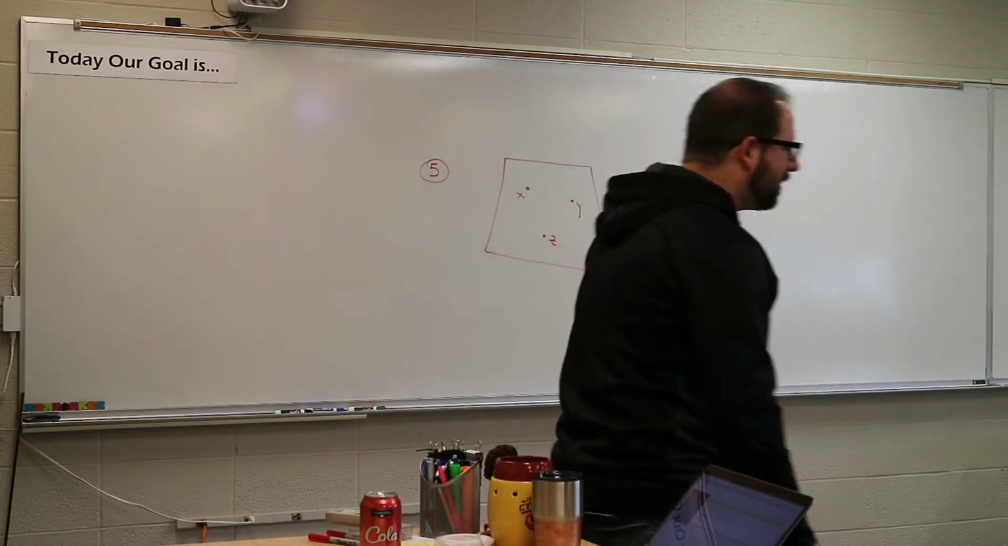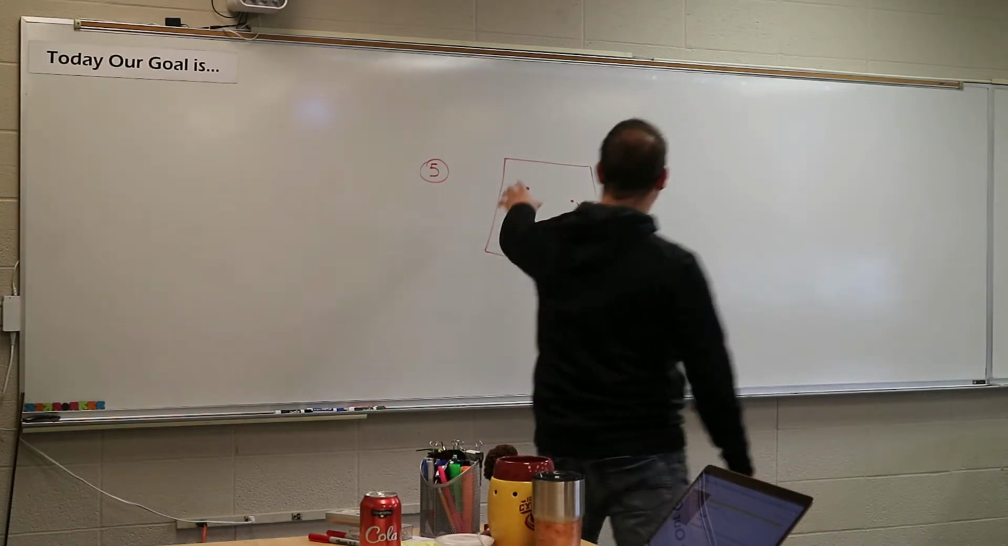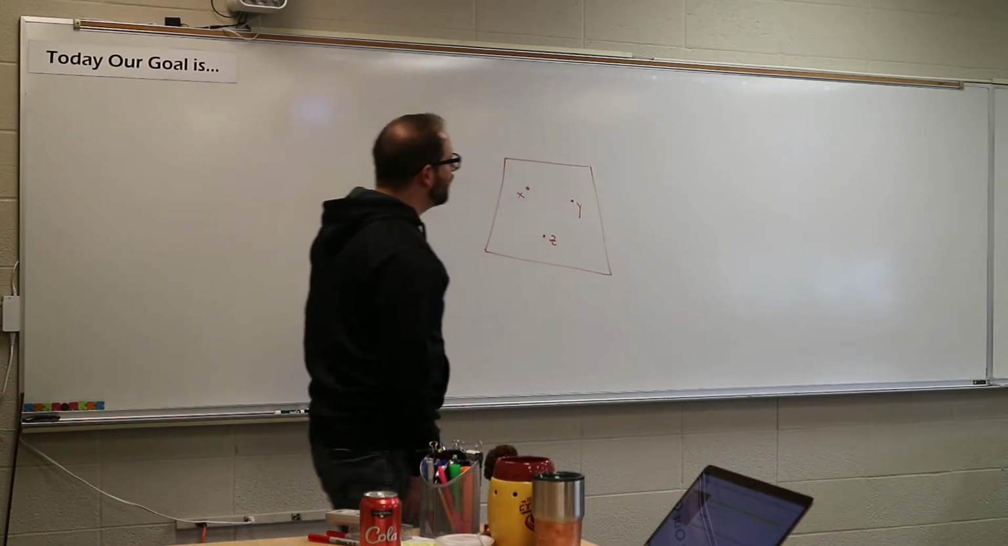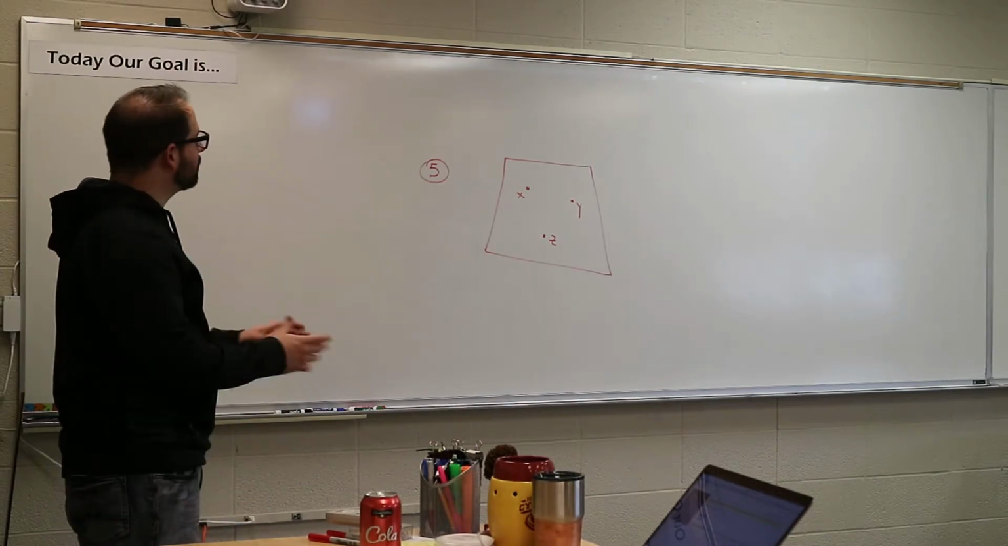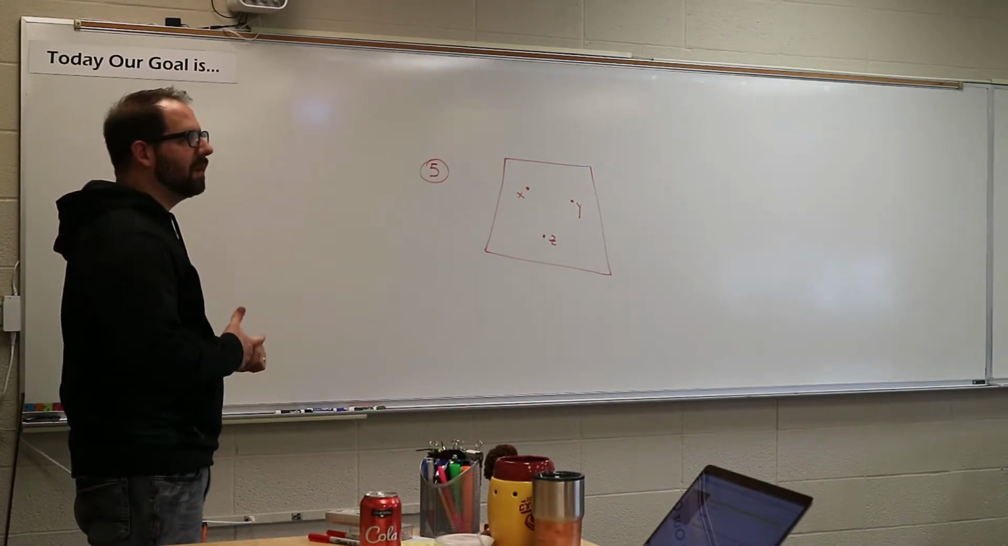I'm not looking for the shape of the outside wall. I'm looking for what it represents. Because we haven't gone through the names of the shapes yet. We haven't talked about triangles and quads and stuff.